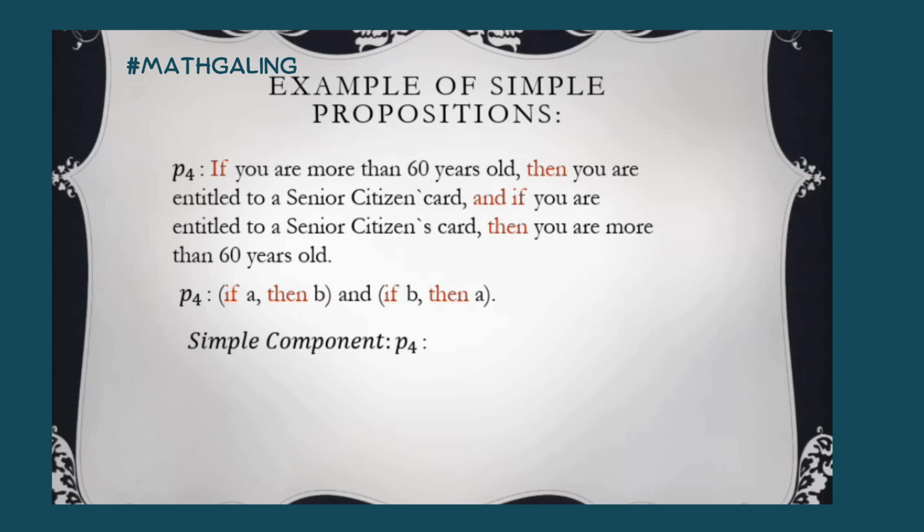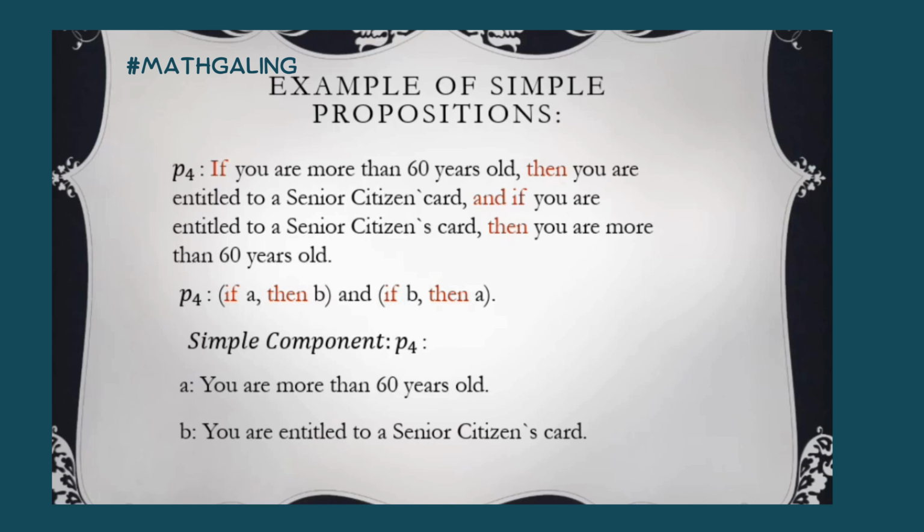So if we put the simple components, A stands for you are more than 60 years old, and B is you are entitled to a senior citizen's card. So our answer here is A and B. The second given is also the same; you can just rotate it and make it a sentence again.